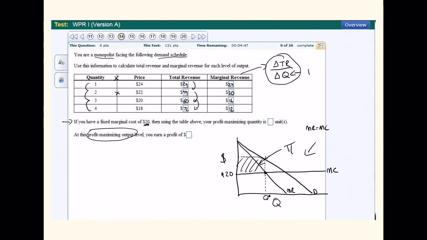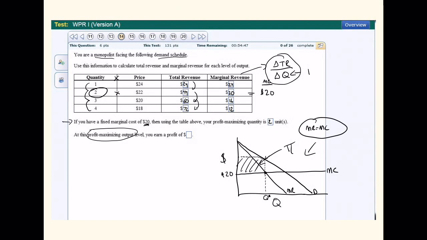So this first question asks, if we had a fixed marginal cost of 20, then using the table above, your profit optimizing quantity would be what? Well, we said that the firm optimizes where marginal revenue equals marginal cost. And here, if our marginal costs are 20, it's equal to marginal revenue when we're producing 2 units. So that would be the first answer here.